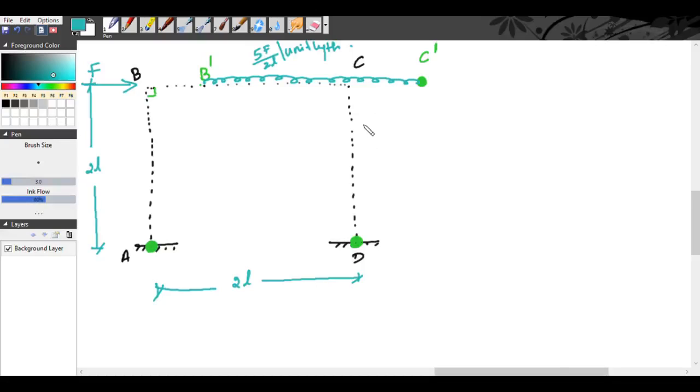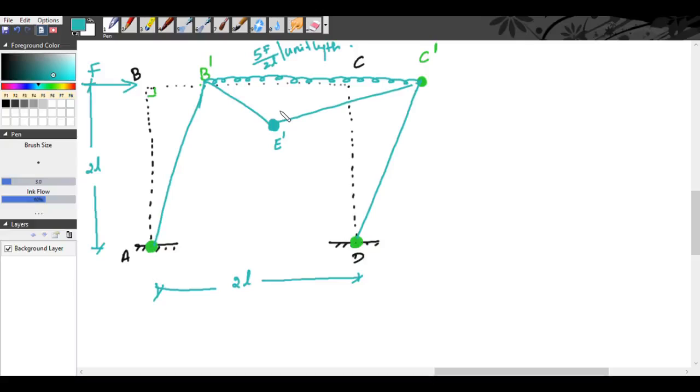So now, the mechanism of the frame will be like this. Also, here there will be 90°. There will be a hinge formation where there is a maximum bending moment. Let us take that point as E dash. Okay. Where is the maximum bending moment?